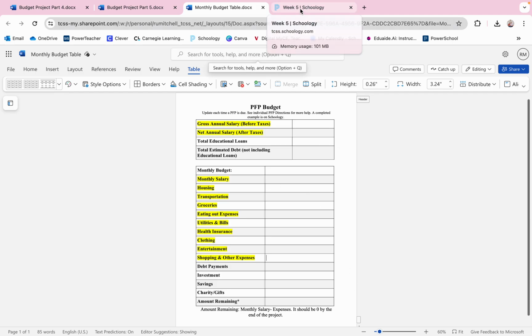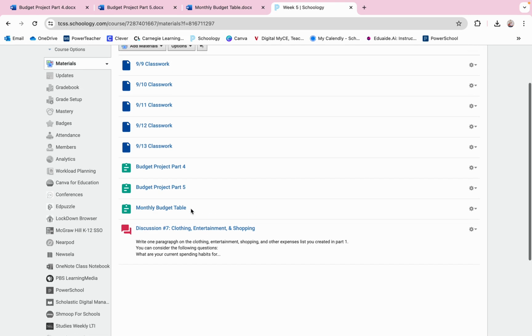Then when you go into Schoology, you'll have your part 4, your part 5, and your monthly budget table. We already went over those things. Then you only have one discussion question this week. Make sure that you're reading the instructions and writing your answer in complete sentences, because I will count off if it's not in complete sentences.